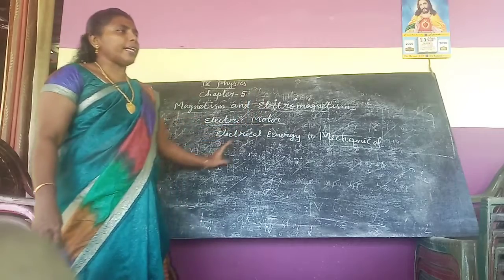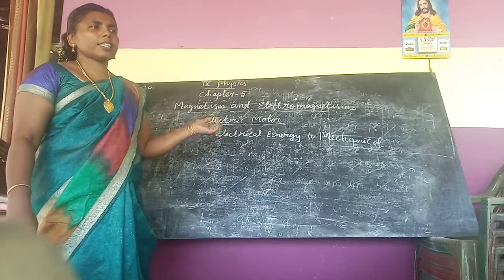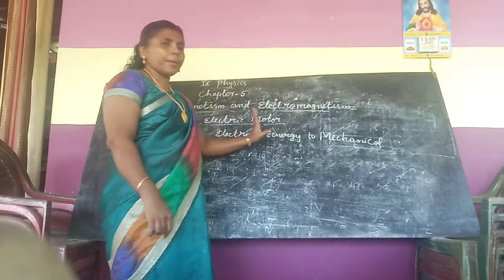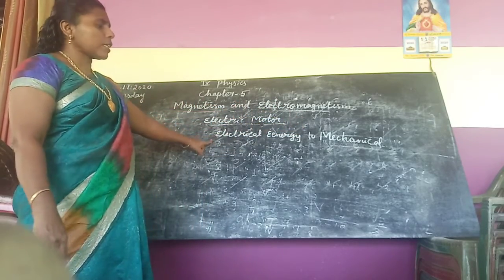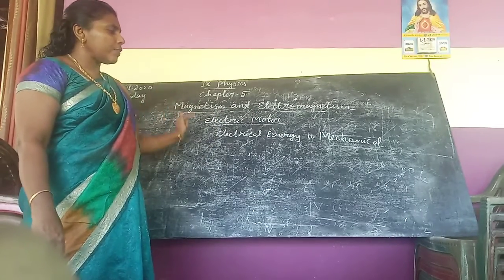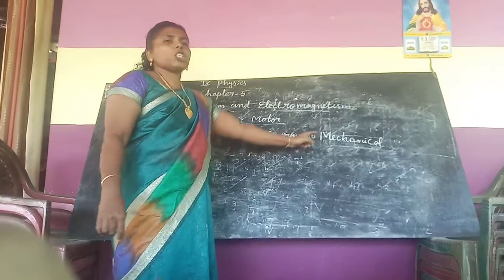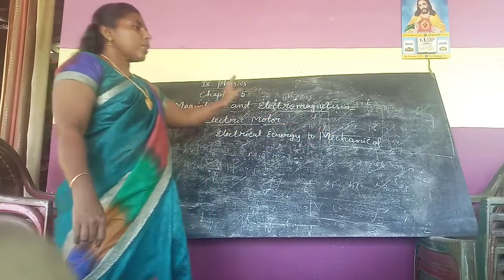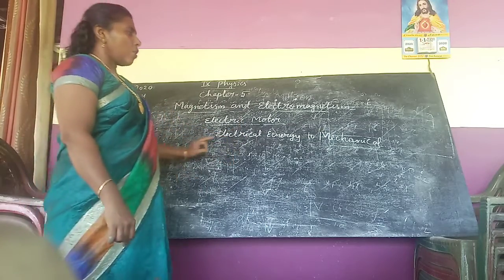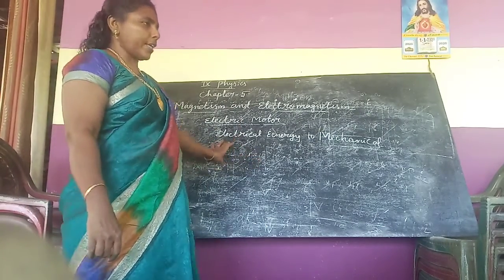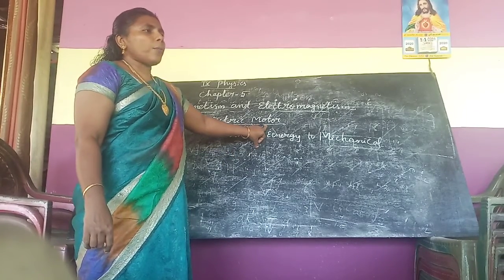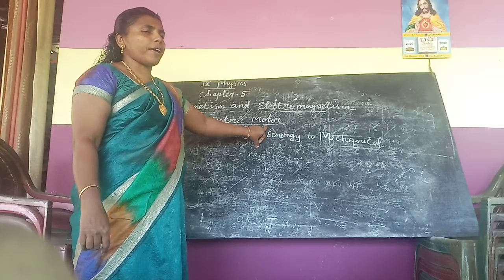Today we are going to learn about the construction and working of the electric motor or DC motor. First point, the electric motor converts electrical energy into mechanical energy. It is used in fan, washing machine, mixie and grinder. So now we are going to learn about the construction and working of the electric motor.